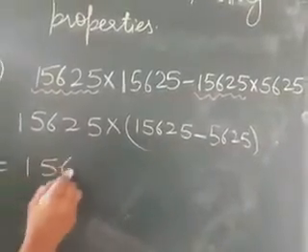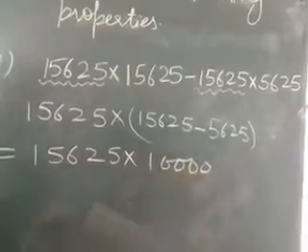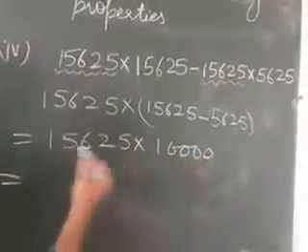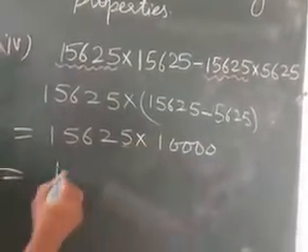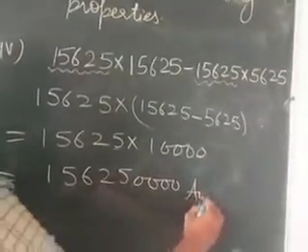Subtract these two. Then multiply the rest. It will end with 4 zeros. So your answer will be this. Thank you.